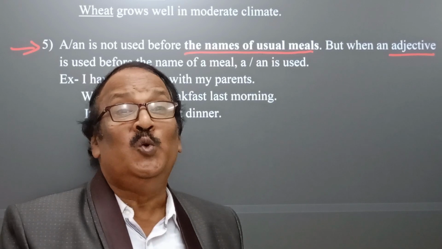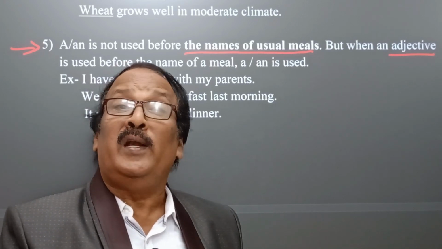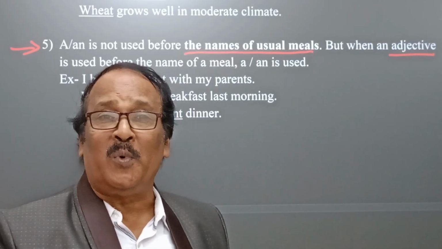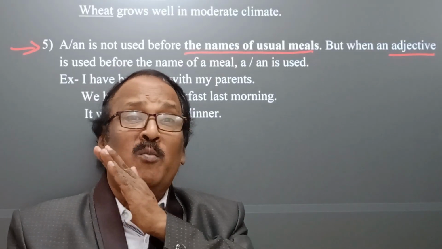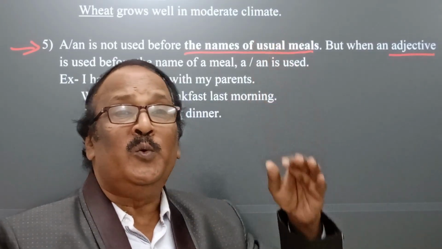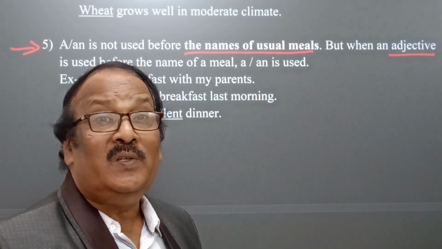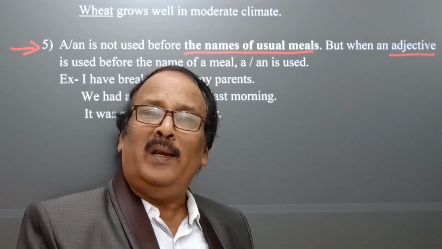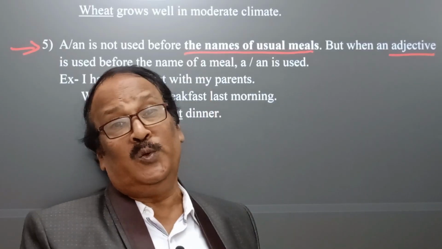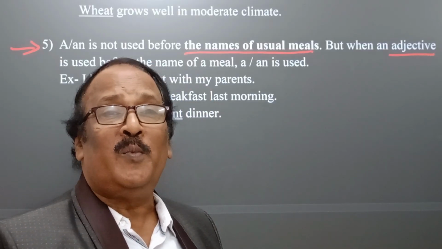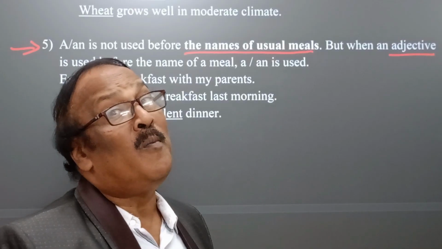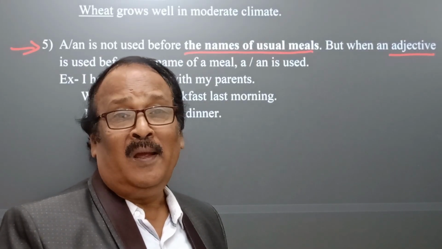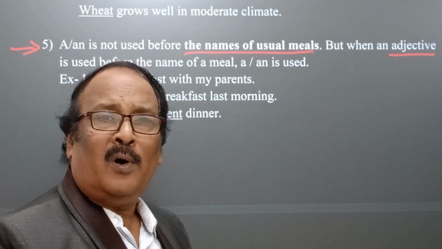These are the usual meals. We also take a dinner, which is the main meal of the day. That may be lunch, that may be supper. Yes, before the names of all these meals we shouldn't use a or an. Therefore this is very interesting. But whenever we use any adjective before these usual meals, then there is the question of using a or an, depending upon the vowel or consonant sound that comes at the beginning of that noun or adjective.